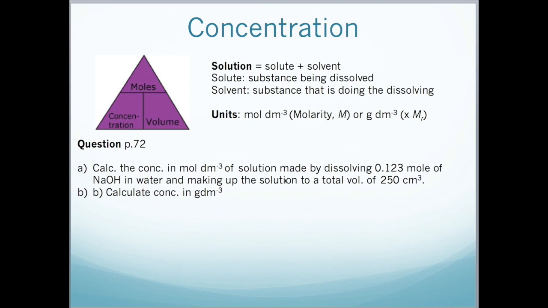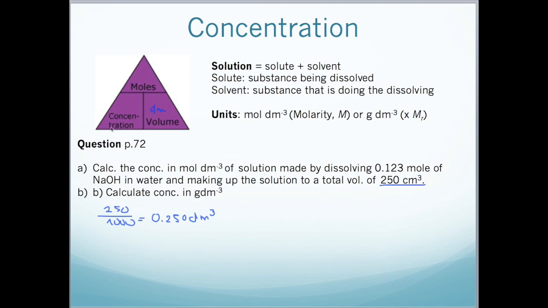So first we need to work out the volume of the solution. And remember, I said before we need to sometimes convert the units. Because in this case we have 250 cubic centimeters, but in order to use this triangle, I should have written on there, we need to use decimeters. So therefore we need to divide 250 by 1000, which gives us 0.250 cubic decimeters. So that is the volume of the solution.